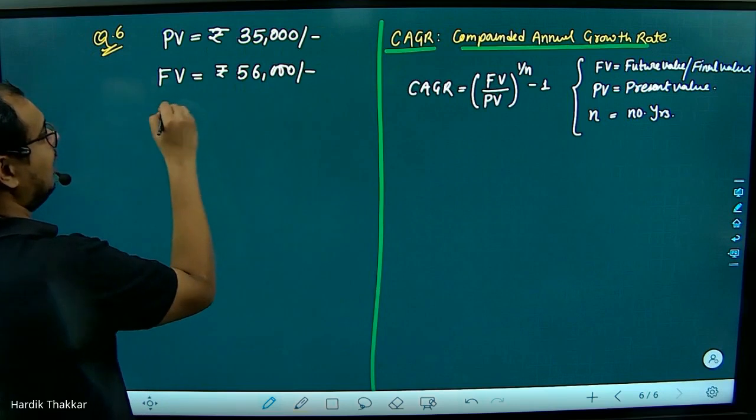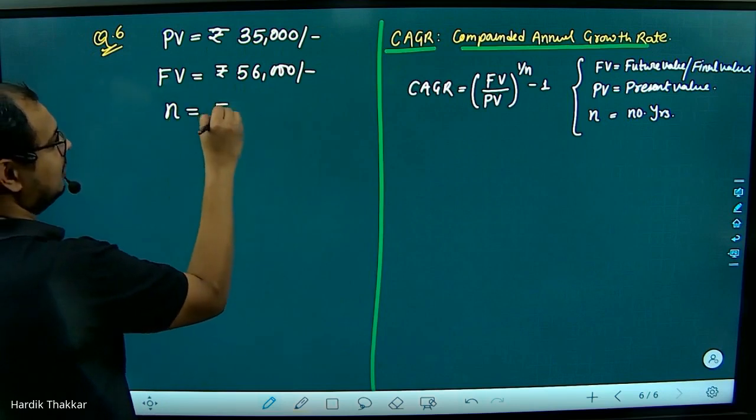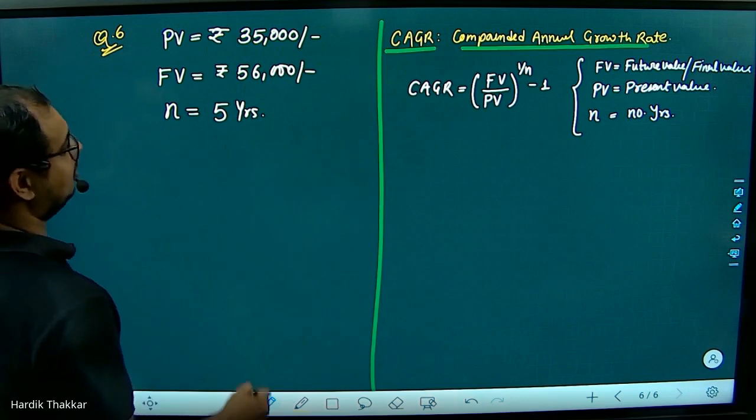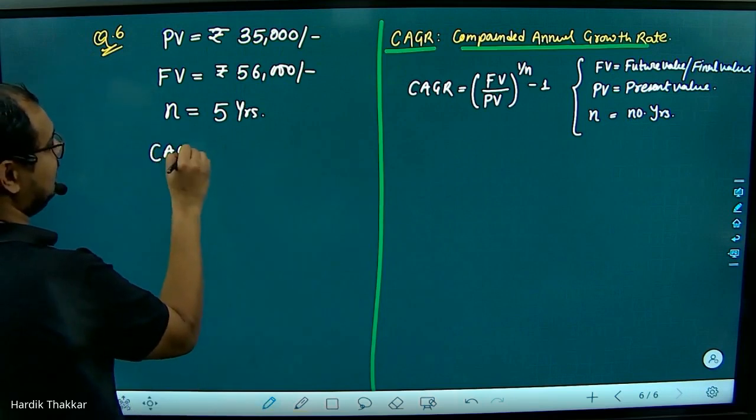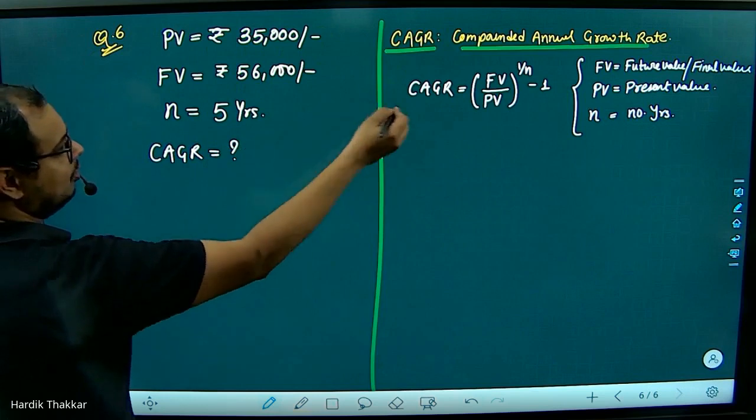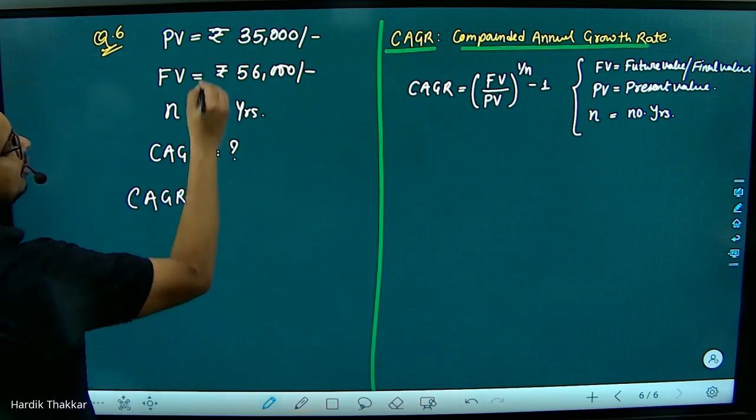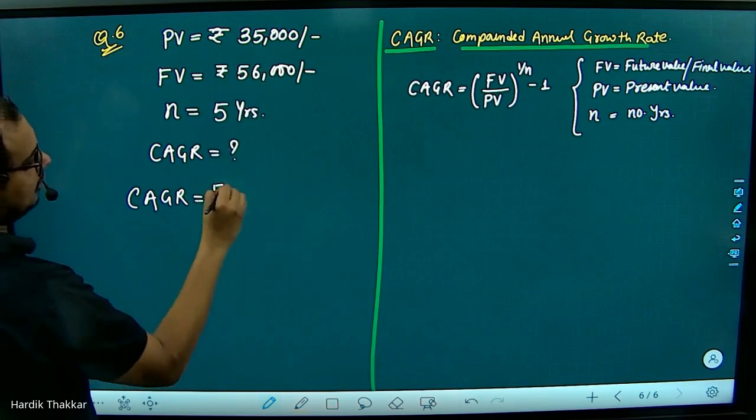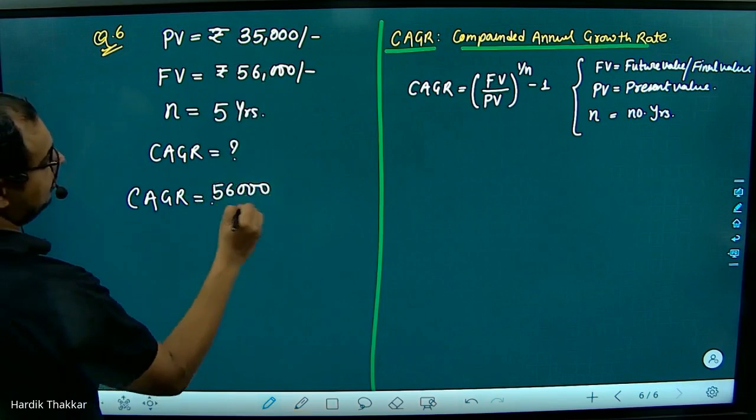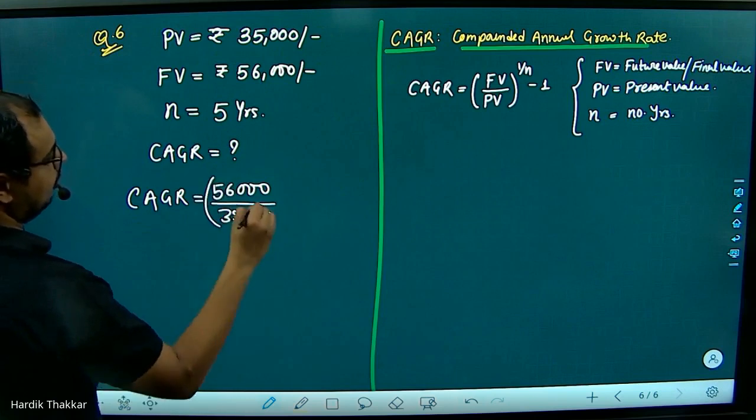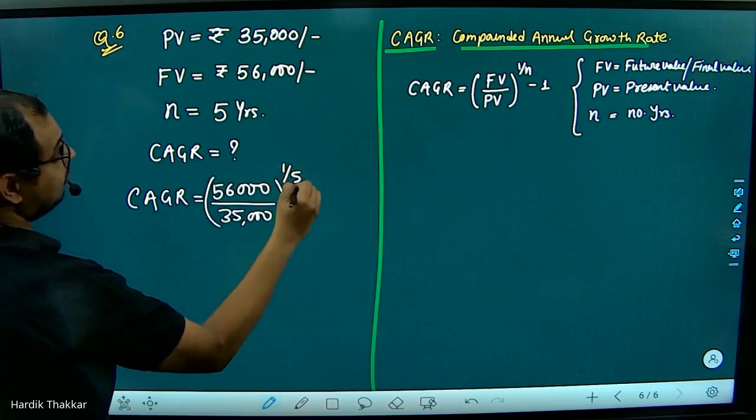And how many years? 5 years. So N is equal to 5. CAGR is equal to question mark. So use this formula. CAGR is equal to the future value 56,000 divided by the present value 35,000, whole raised to power 1 upon 5, minus 1.